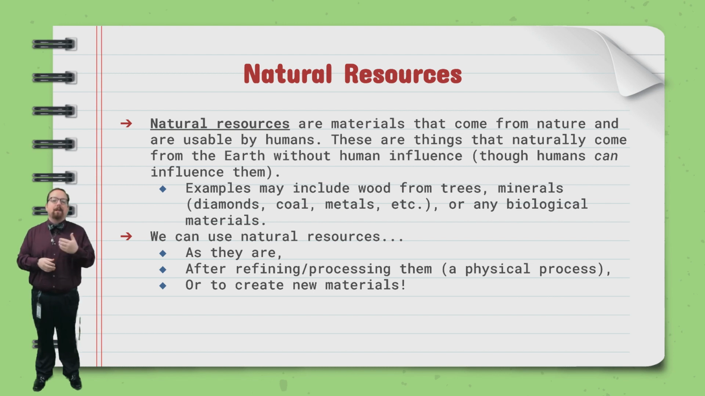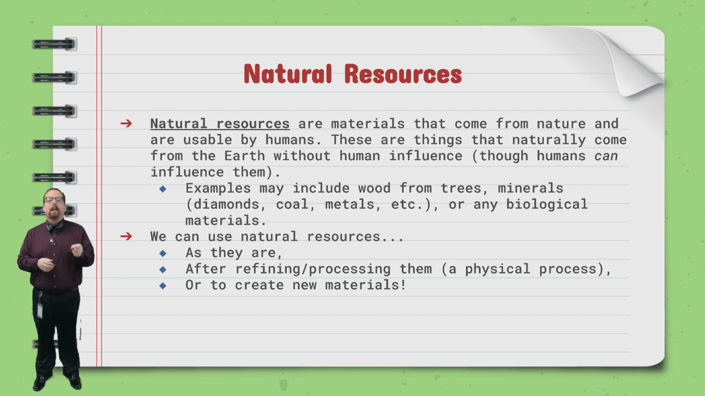In the interest of conservation, we generally try to plant more trees than we take out so that we're not starving the environment from the trees it worked so hard to grow. Humans can increase the tree population by planting more or decrease it by cutting more down. This is one way that humans influence this natural resource, though without human interference, the trees would grow on their own in a sustainable way. Other examples of natural resources include minerals like coal, diamonds, gold, silver, and other metals, or any biological materials.